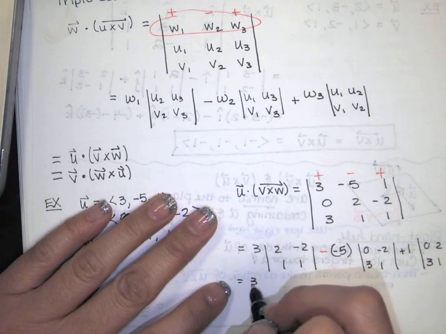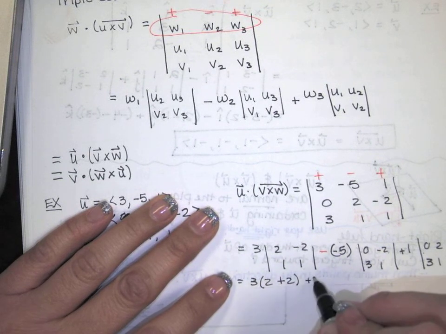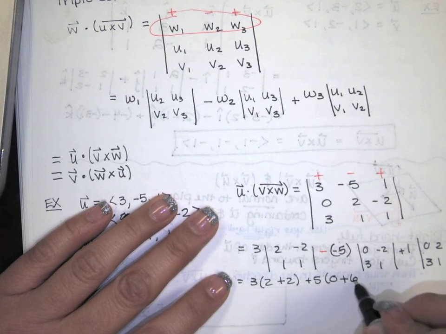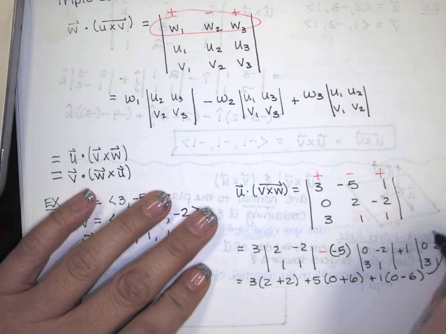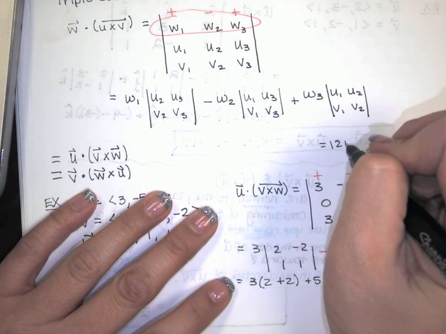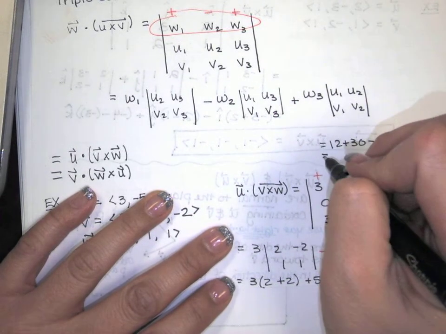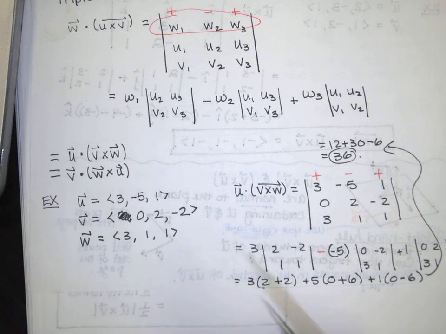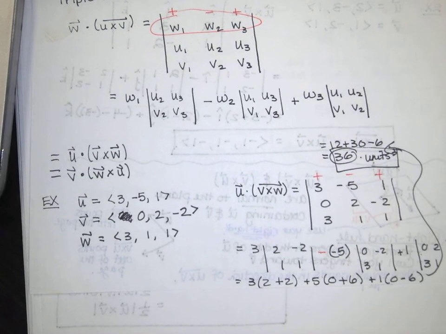So let's do some arithmetic. You've got 3 times 2 minus a -2, which is plus 2, plus 5 times 0 minus a -6, which is plus 6, and then you have 1 times 0 minus 6. That's 3 times 4 is 12, plus 30 minus 6. So I've got 36 there. So what is the volume of the parallelepiped that has these sides? 36 units cubed. And that's it.